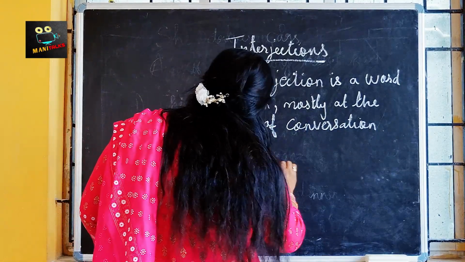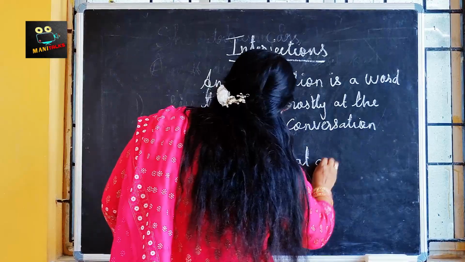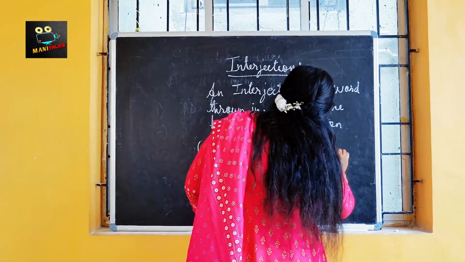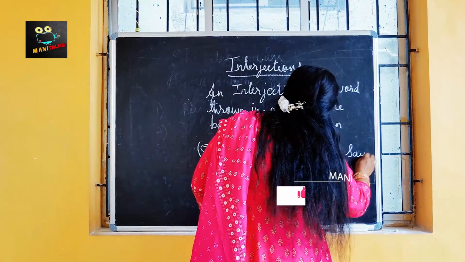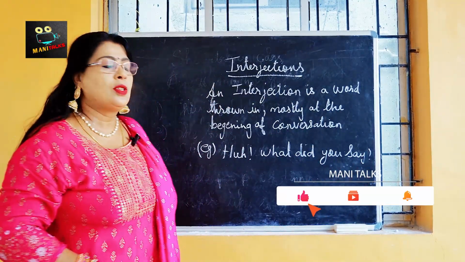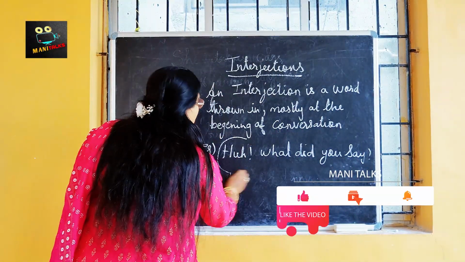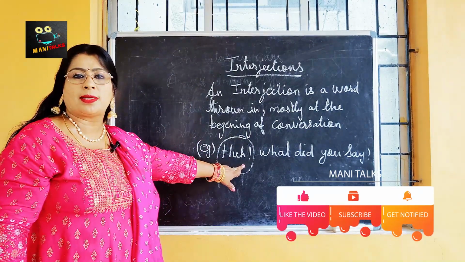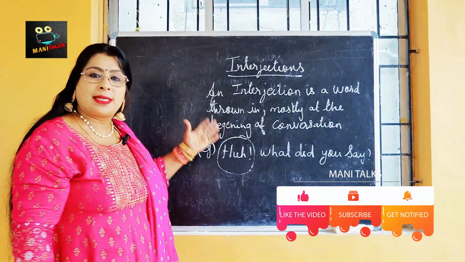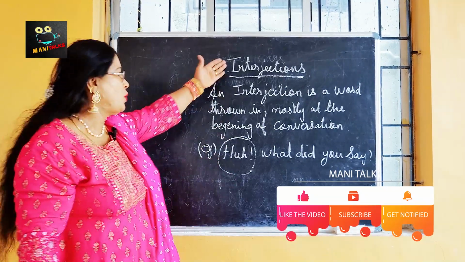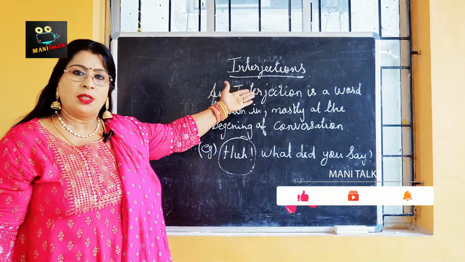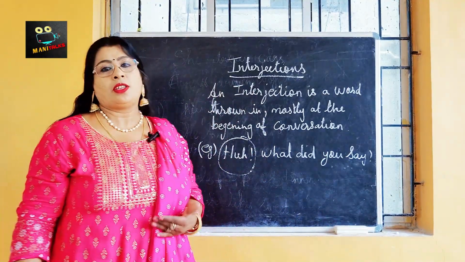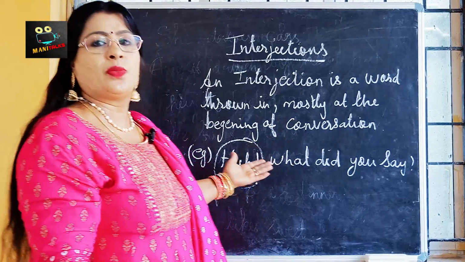Ho. What did you say? Huh. What did you say? So this type of sentence, with exclamation marks and at the starting of a sentence, gives you the interjection in grammar. Okay, so we have got some rules in our English. This is one of them.